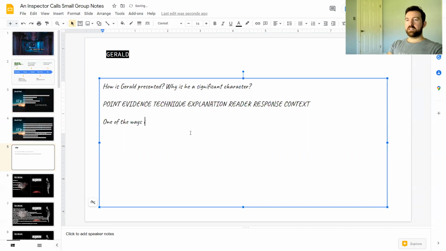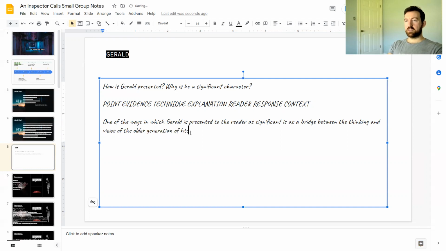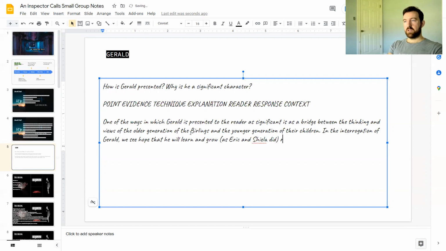So one of the ways in which Gerald is presented to the reader as significant is as a bridge between the thinking and views of the older generation of the Birlings and the younger generation of their children. In the interrogation of Gerald, we see hope that he will learn and grow as Eric and Sheila did, and realize that what he did to Daisy Renton was wrong.